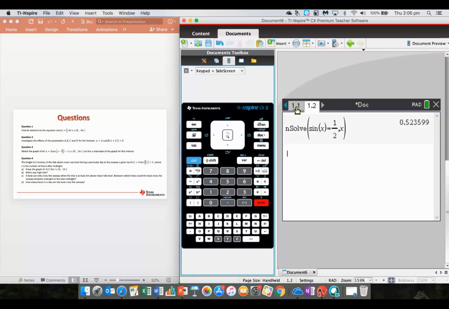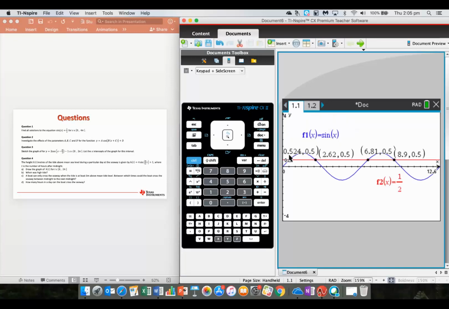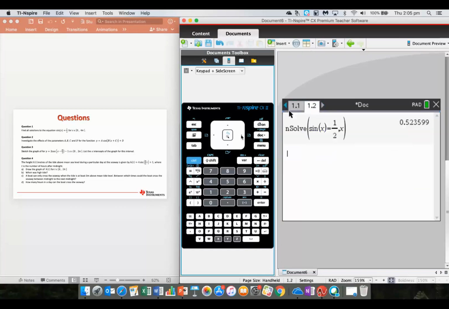graph page, I can either flip back to the graph page by clicking 1.1. I'll see the first solution was 0.524. I can move between screens by using the values of the pages at the top, the tabs, or Control right arrow takes me back to the other tab. Now this answer is not an exact form.